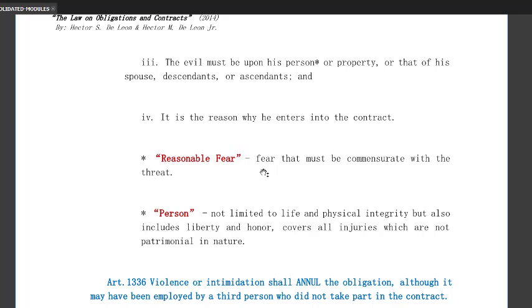Another thing, paano naman kapag po ang violence or intimidation ay third person naman ang nag-e-employ who did not take part in the contract? Would the contract still be valid, or would the violence and intimidation annul the obligation? Well, by that scenario, it would basically annul the obligation. Kapag po violence or intimidation which is caused by the third person, ang classification natin diyan ay voidable ang contract because the consent is vitiated.